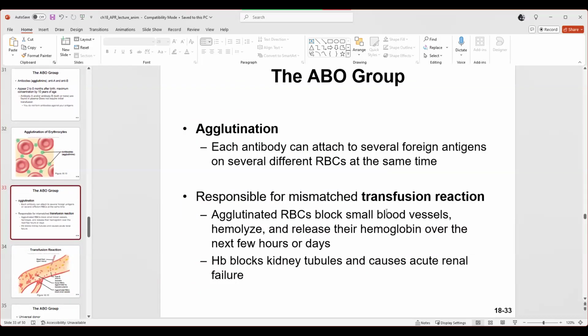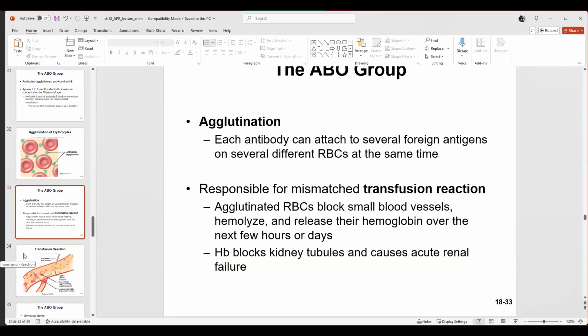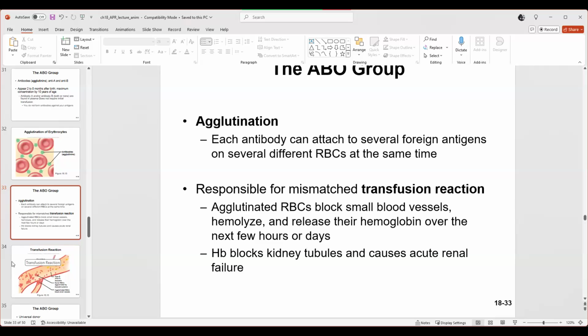Now, agglutination: each antibody can attach to several foreign antigens on several different red blood cells at the same time, responsible for mismatched transfusion reactions, right? It can cause lots of bleeding, lots of aneurysms, lots of blood clotting events. Eventually, tubules, and you can have acute renal failure, acute kidney failure, everything can happen. And if you're given a large dose of it before we catch it, you will eventually either stroke out and die or have an MI as a result of it, myocardial infarct, all right?